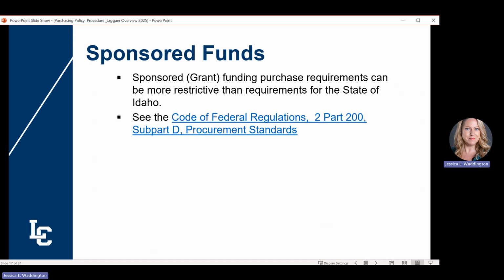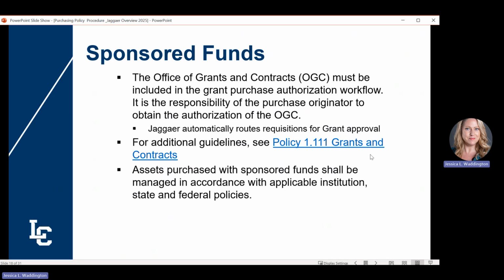Sponsored or grant-funded purchases have requirements that may be more restrictive than the state of Idaho or LC State requirements. Please review the Code of Federal Regulations listed here and consult with the Office of Grants and Contracts. The Office of Grants and Contracts policy is listed here on the policy site. Any requisitions funded by a grant cost center will automatically route for approval in Jagger for a grant approval. A note that any assets that are purchased with sponsored funds will be managed in accordance with the applicable institution, state, and federal policies.